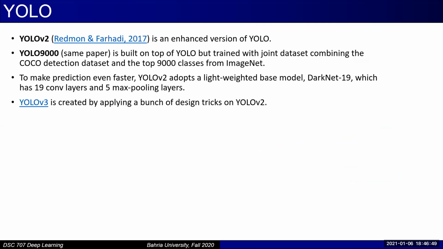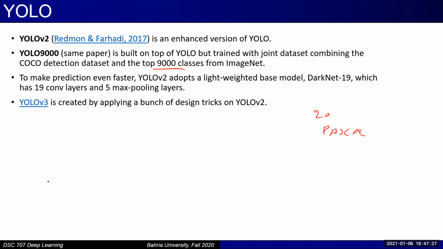When YOLO was proposed in 2016, it had certain limitations. So it was enhanced in YOLO version 2, which came the very next year. And in the same paper which describes YOLO version 2, they use the terminology YOLO 9000. YOLO 9000 was more or less similar, but instead of 20 classes, it was trained on 9,000 classes. The original one was trained only on 20 classes from the Pascal data set. So when you see the term YOLO 9000, we are talking about 9,000 classes.